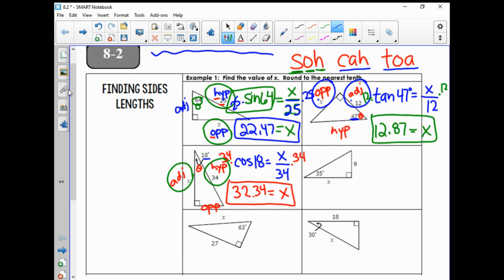All right, these are going to be a little bit different. Most of the time, our x was in the numerator. Notice how the x was in the numerator, and then we divided by something. So to undo the division, we just multiplied. Let's look what happens on this one.